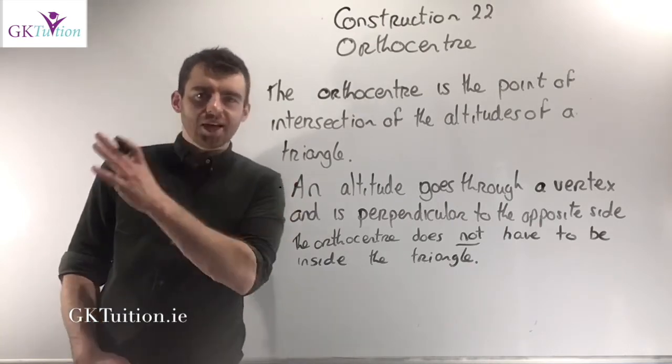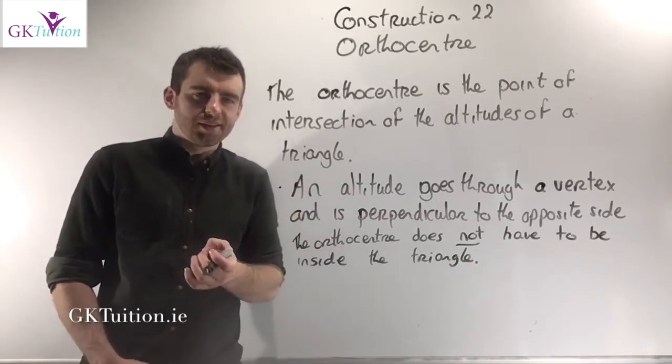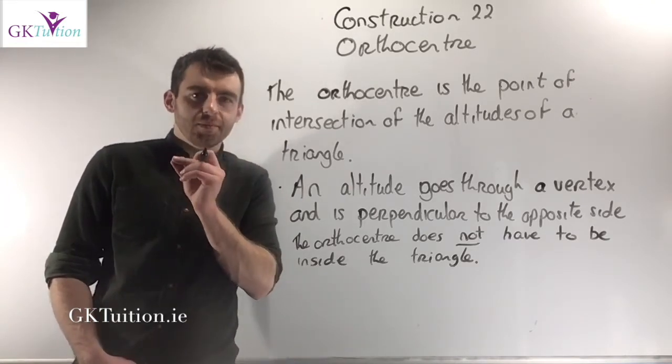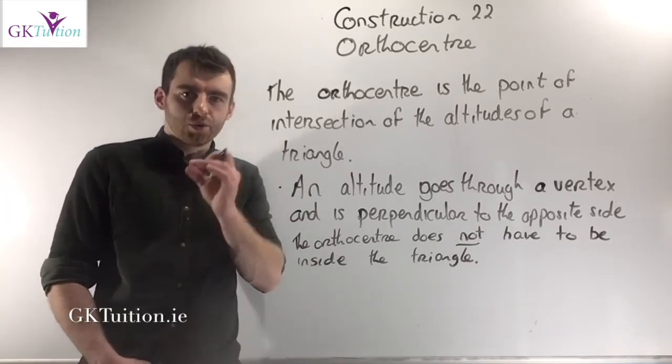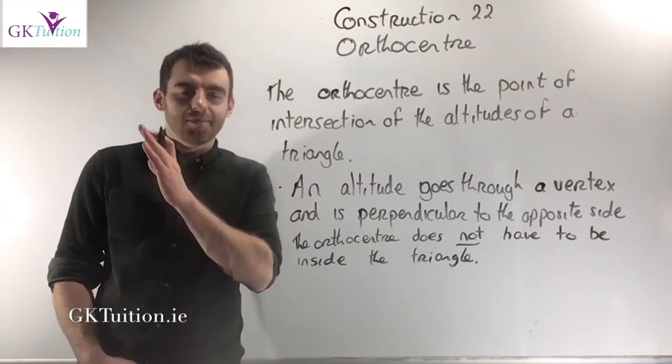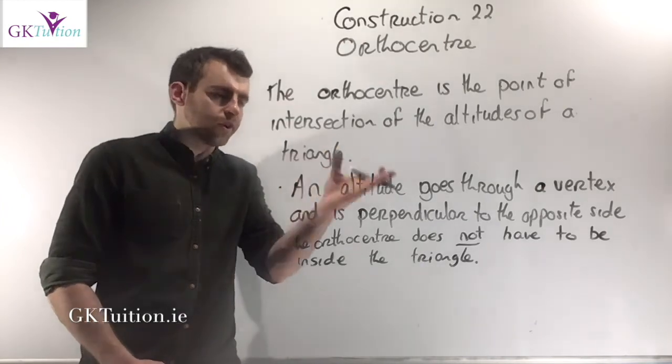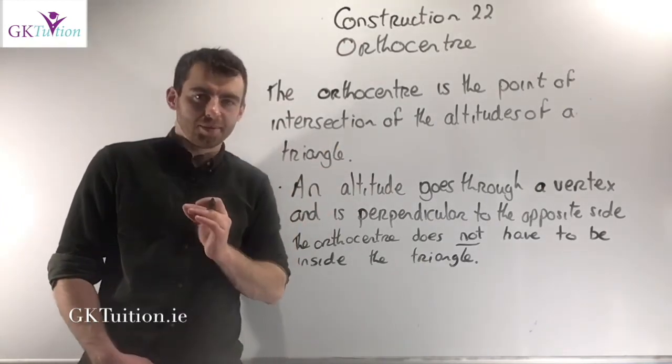So notice there in the last one we were looking for the centroid. The centroid is the center of gravity of a triangle, and it's the point of intersection of the medians, where a median goes through a vertex and the opposite midpoint. In this case, we're looking for altitudes that go through a vertex and are perpendicular to the opposite line.